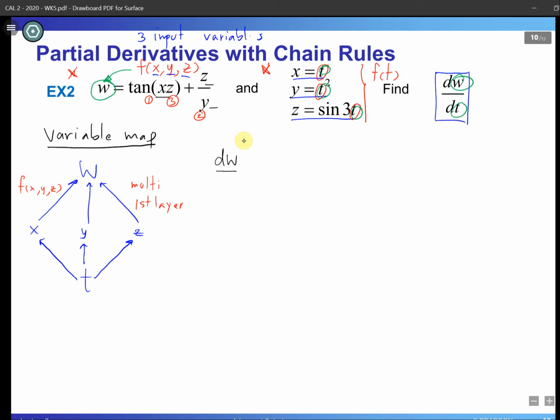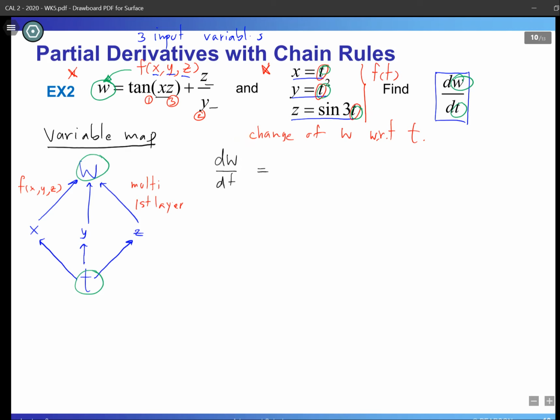dw by dt. Let's put a meaning to this. dw by dt is the change of w with respect to t. So we want to find the relation between this w right here and this t right here. And as you can see, between them, they do not have a direct path connecting them together. So we are going to have to rely on the paths that go through other variables. Alright, so dw by dt right here, we are going to find the change of that.